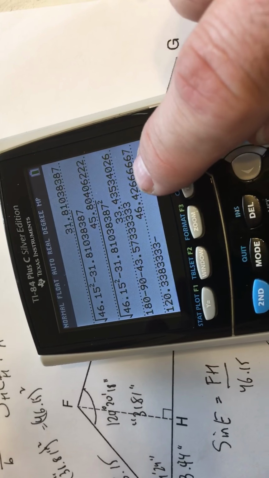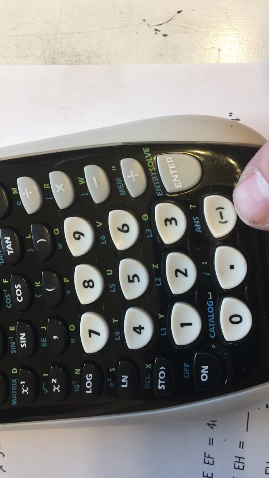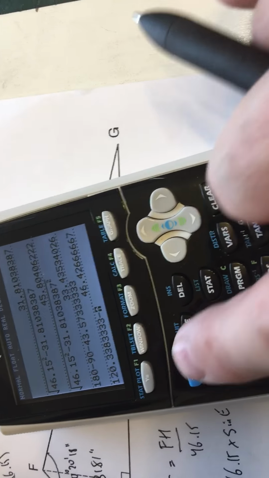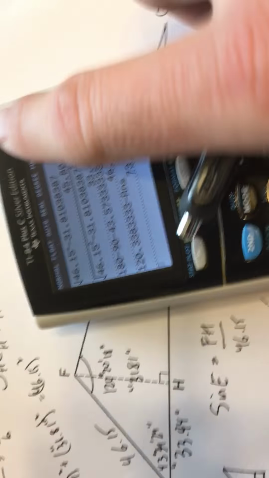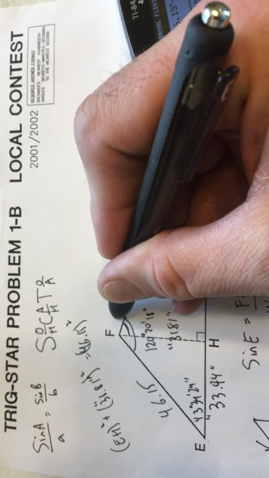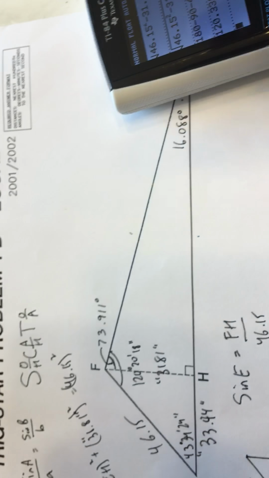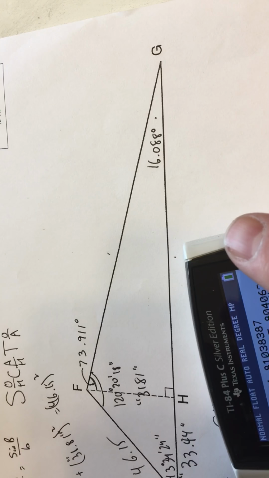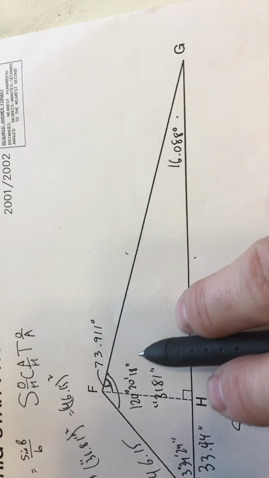And I'm going to show you another feature of the calculator. Remember, right above this negative button is the answer button. So I'm going to go second answer. Boom. That is what this angle right there is. I'm going to go ahead and just point at this part and say, hey, that is 73.911 degrees.